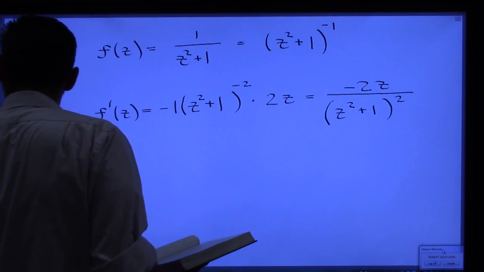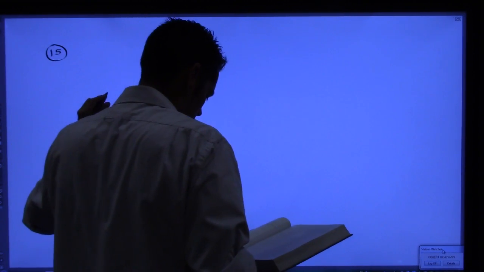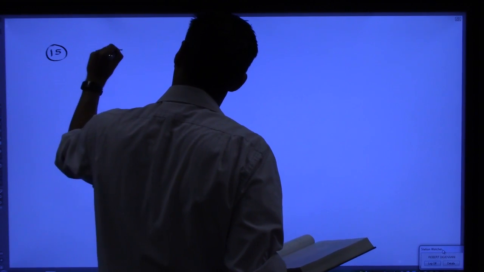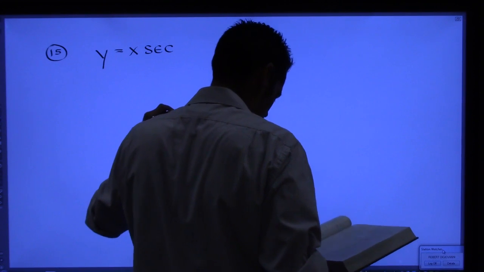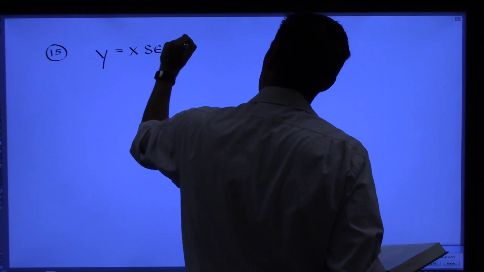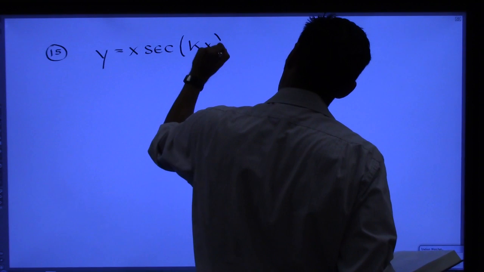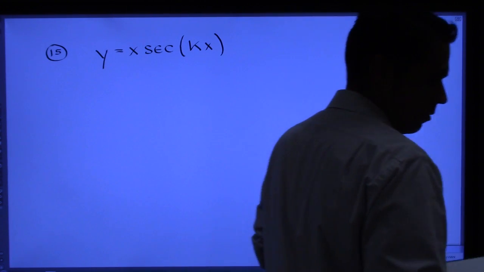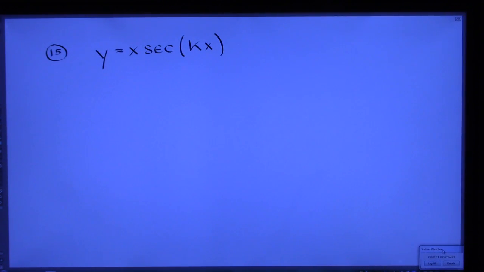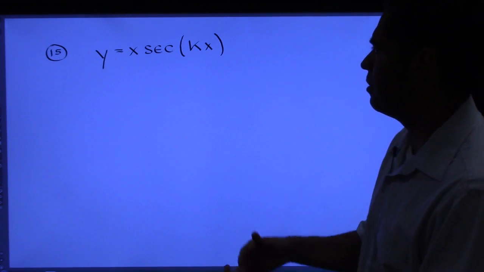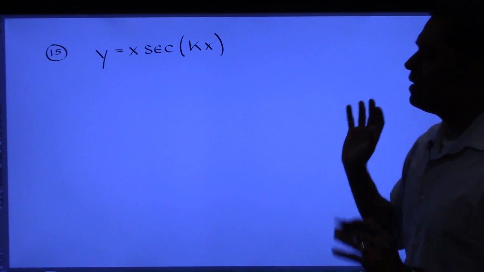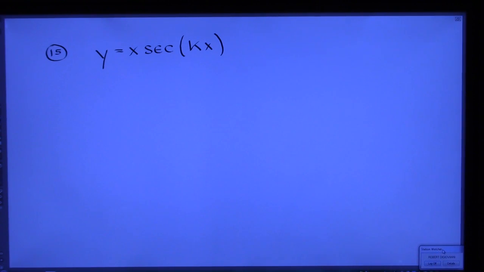All right, let's look at number 15. You have y equals x secant of kx. Now, they don't put parentheses, but I'm going to put it in there just so you can be clear on what they're giving you. All right, so k here is a constant. It's like the number 5 or the number 2 or negative 1. We don't even know what it is. We don't care what it is.